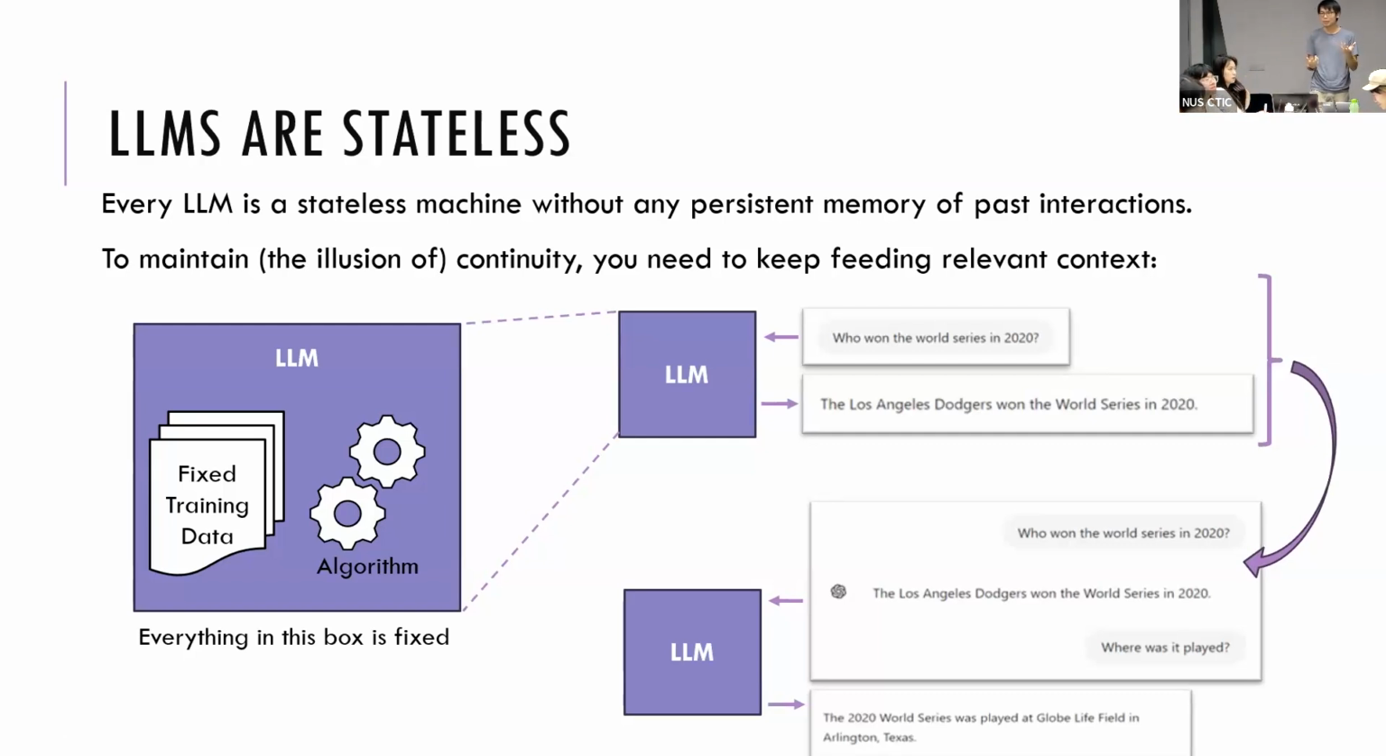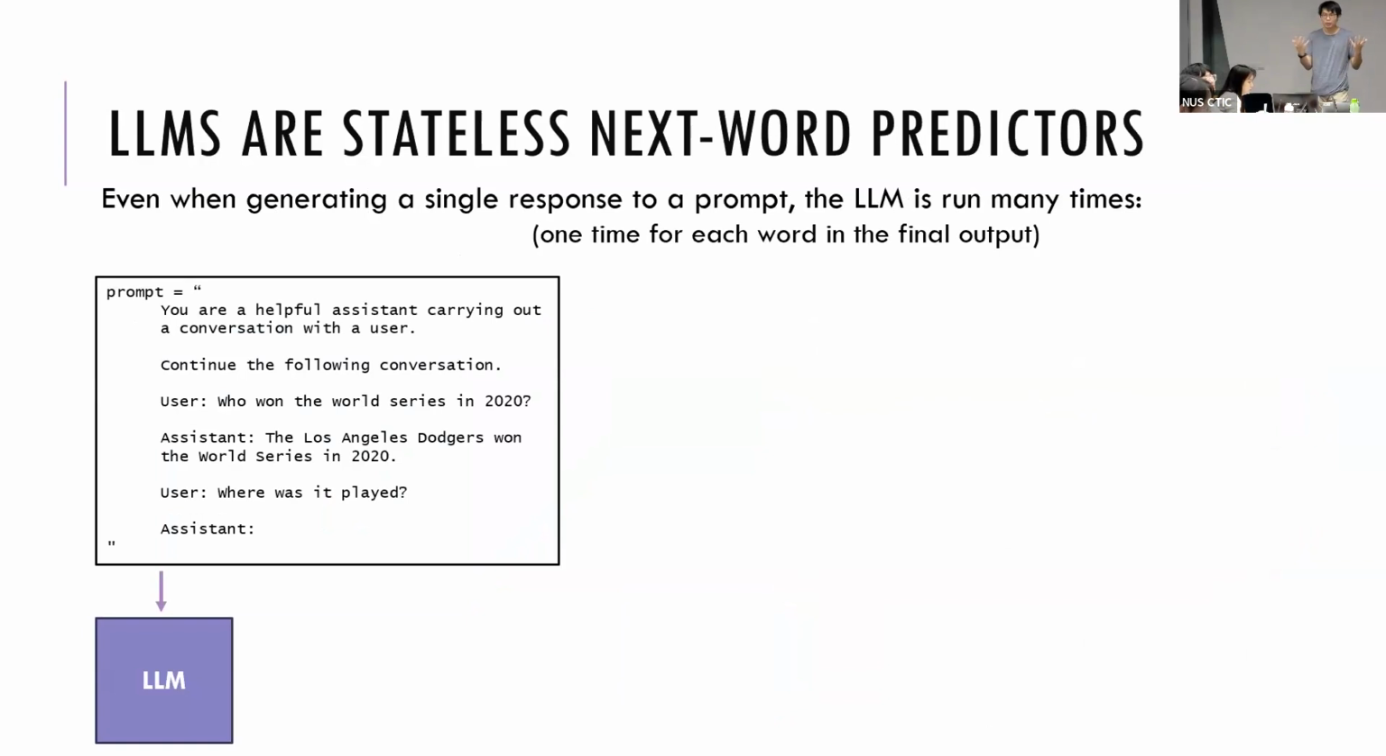Okay, so when you use ChatGPT, basically they maintain this illusion of continuity, right? Basically by just, every time you type a new thing, it actually inputs the entire sequence of everything that you and the ChatGPT have said, and then your new input, right? And then feeds that all in and waits for a response. Okay, so it's not magic, it's just a clever bit of engineering, right? To just keep feeding in the past responses. Okay, and in fact, they are stateless next word predictors.